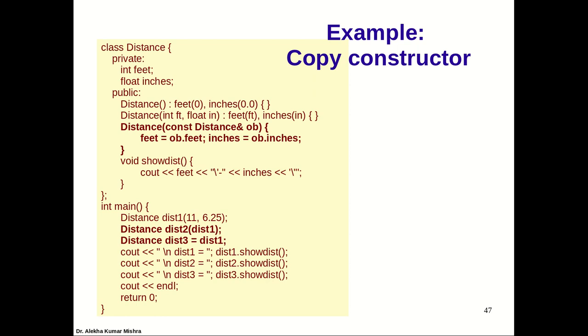Okay, so dist1 is the object of the same class. Now the other variation is dist3 equal to dist1. Just like we use a copy assignment, we can also write it here. So here also dist3 is created, a new object is created, and the copy constructor is called by passing dist1 as an argument. Both will call a copy constructor.